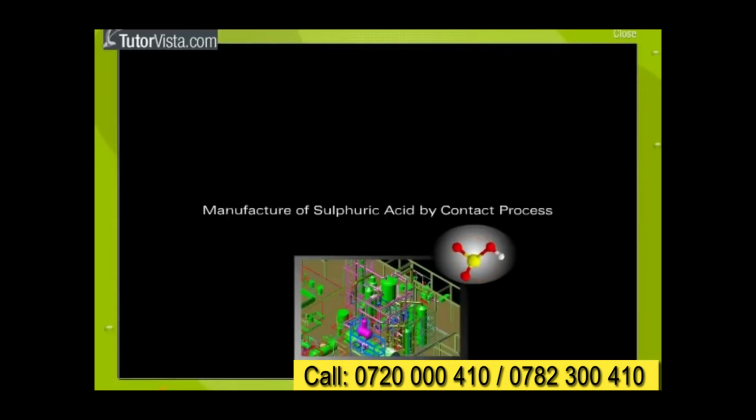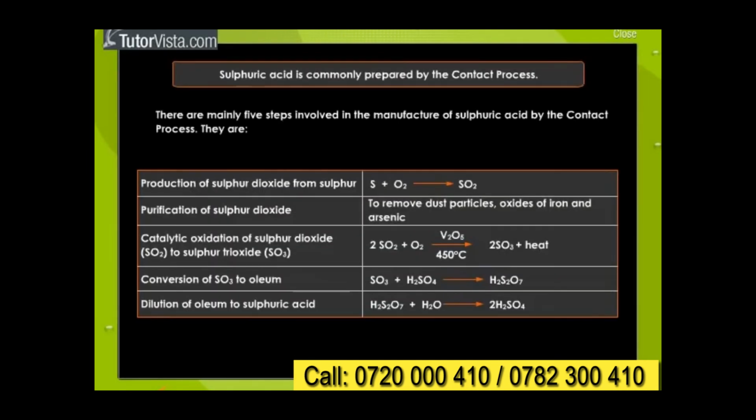Manufacture of sulfuric acid by contact process. Sulfuric acid is commonly prepared by the contact process. There are mainly 5 steps involved in the manufacture of sulfuric acid by the contact process. They are: production of sulfur dioxide from sulfur, purification of sulfur dioxide, catalytic oxidation of sulfur dioxide to sulfur trioxide, conversion of sulfur trioxide to oleum, dilution of oleum to sulfuric acid.